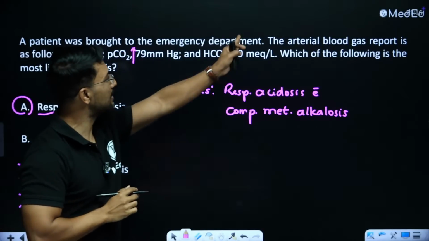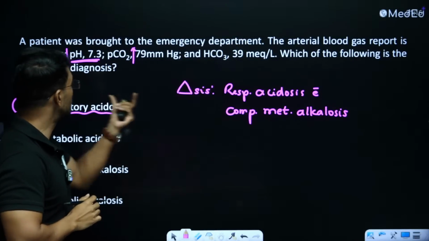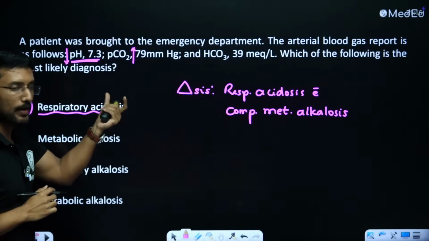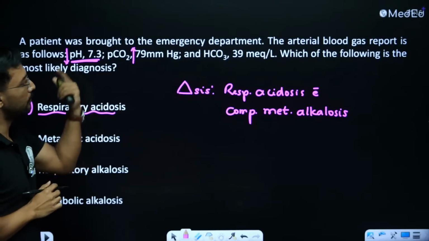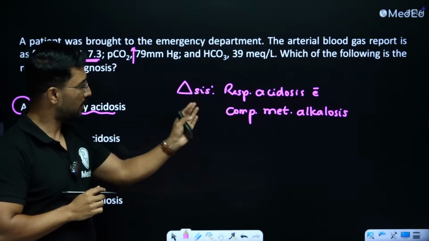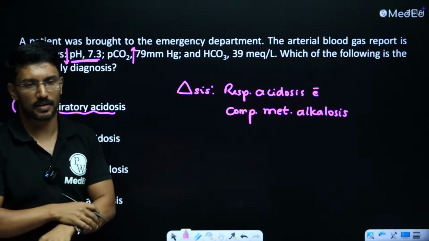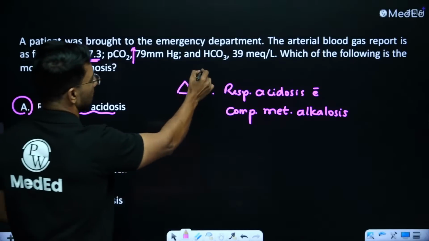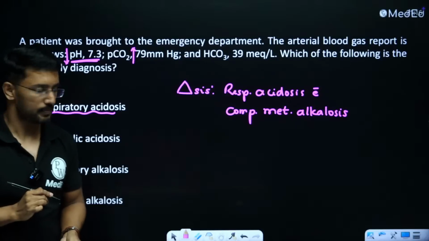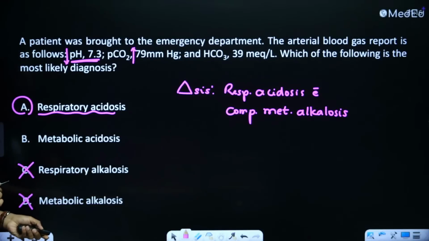So if this increasing bicarbonate puts the pH back to the normal range, that is 7.35 to 7.45, within that range, then I would have called it fully compensated respiratory acidosis. But here it is partially compensated respiratory acidosis. Compensation is happening, bicarbonate is increasing but not able to get the pH back to normal range, right? So answer is respiratory acidosis.